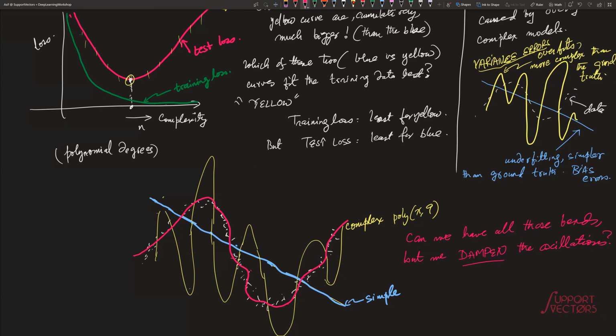If you have to compare the blue model, the yellow model, and the pink model, which of these is the best? Pink. Yeah. Which model on validation or test will do best?